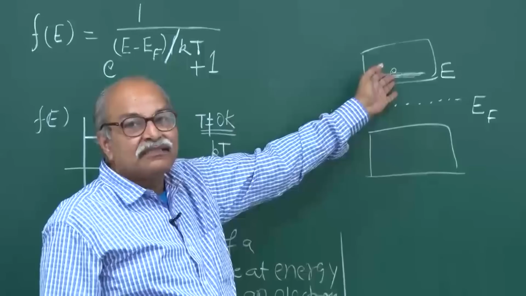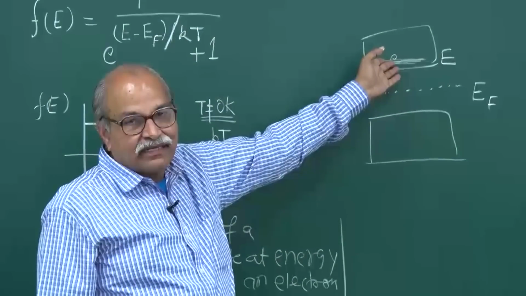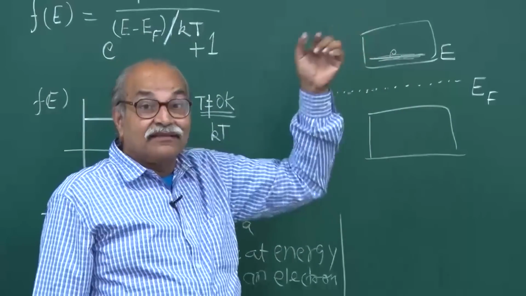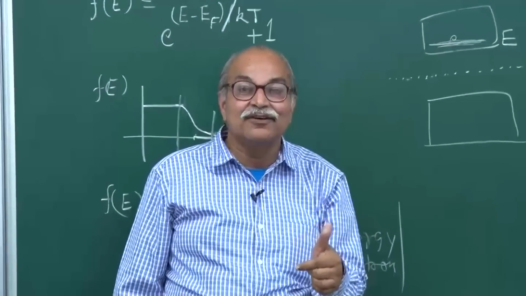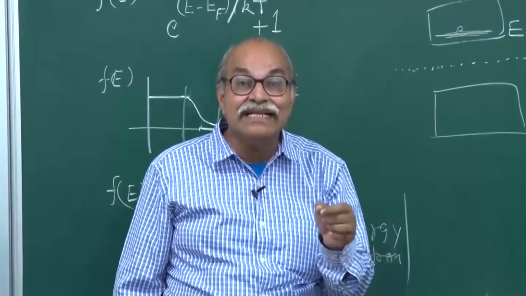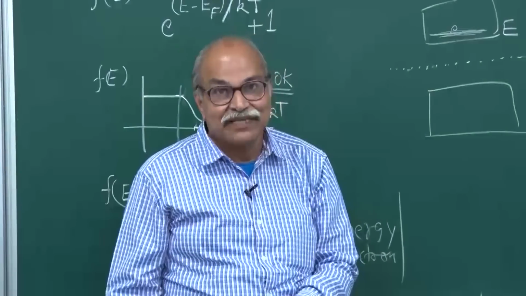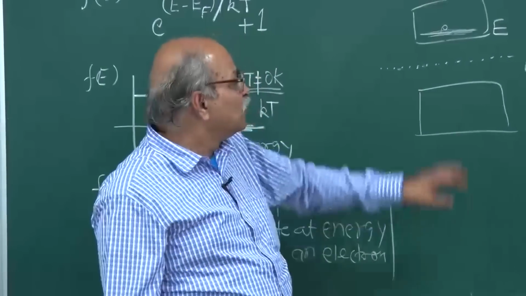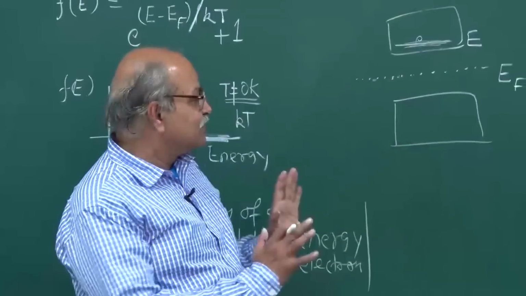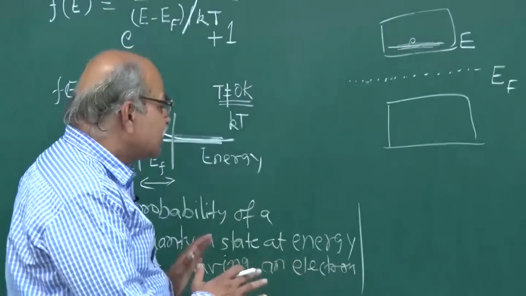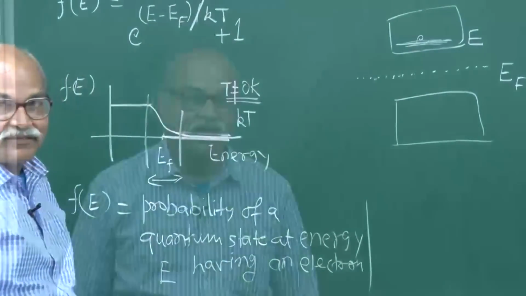And obviously, the larger the temperature, the more electrons there will be in the conduction band, and therefore the resistance of a semiconductor decreases as you raise the temperature, because you have more electron-hole pairs. So, that is about intrinsic semiconductors.